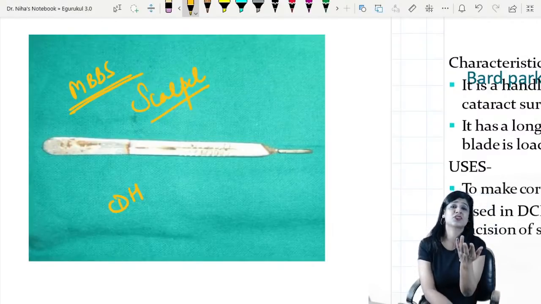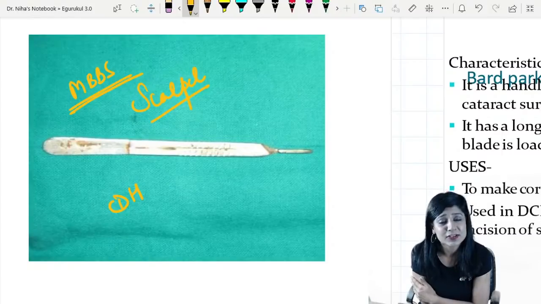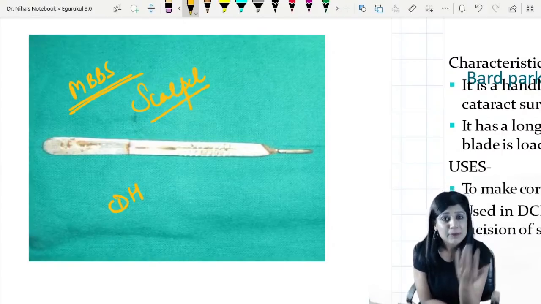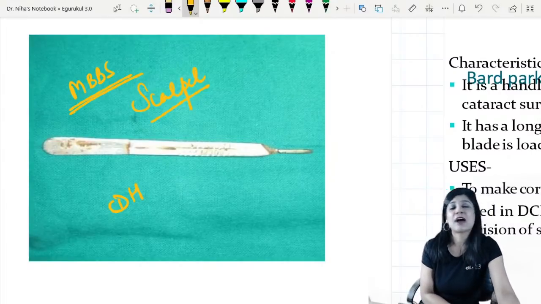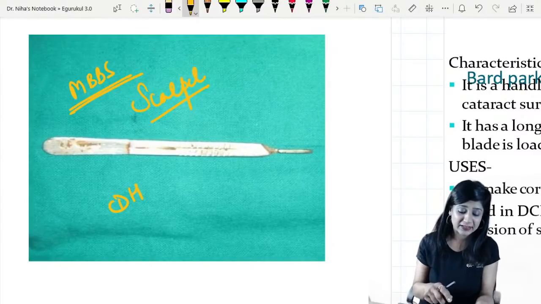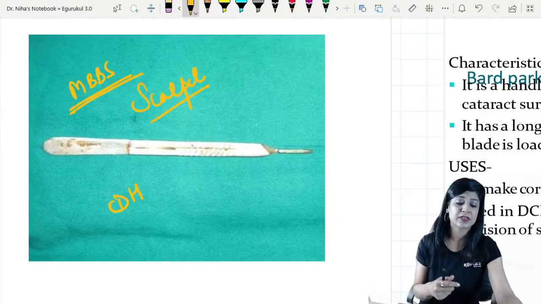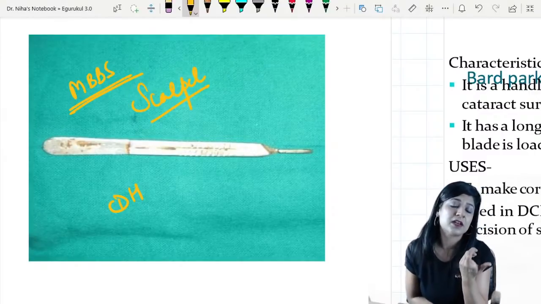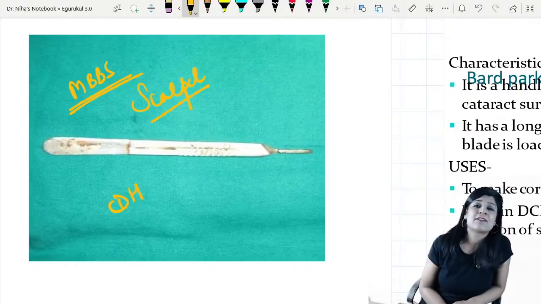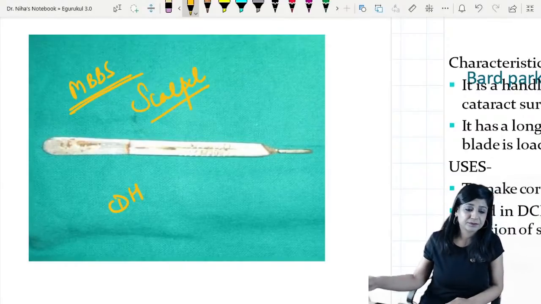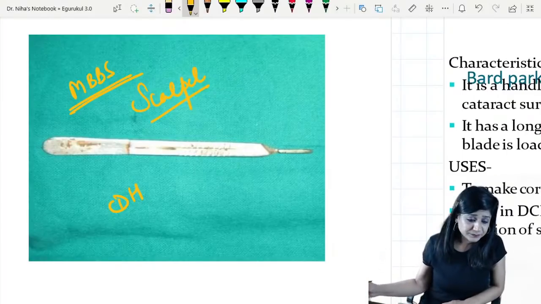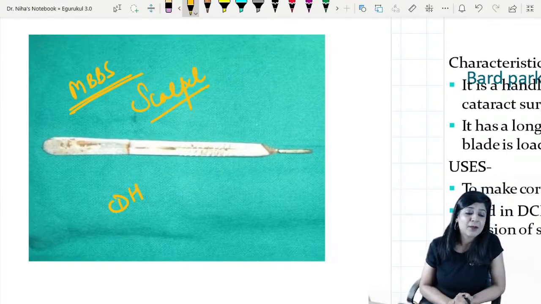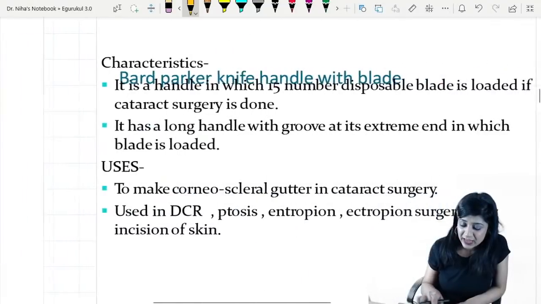wherever you have to give the incision, these incisions you are giving for the cataract surgeries also, different kinds of limbal incisions. Every time you have to give the incision, you have to use the scalpel and the different kinds of blades. Who will tell me which number blade we are most of the time using for giving the incision? Anybody? Chitranjan, Alia, Aman, which number blade are we actually using?